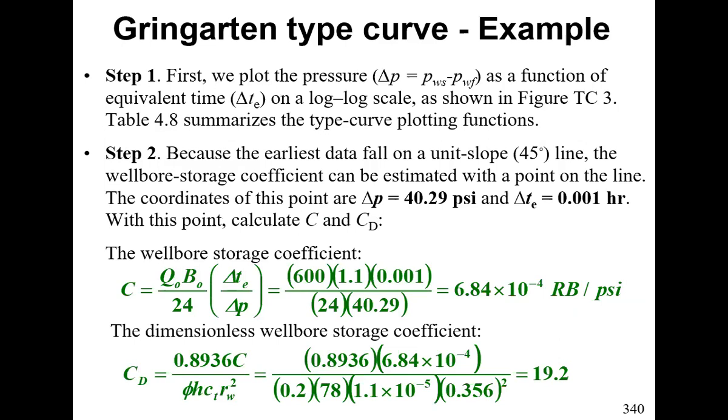So let's take it step by step. The first thing, because it's a build-up test, is that you cannot use delta t straight off. You need to find the equivalent time. So first is to plot delta p, which you can get from your data, as a function of the equivalent time on a log-log scale. And this is shown in figure TC3.